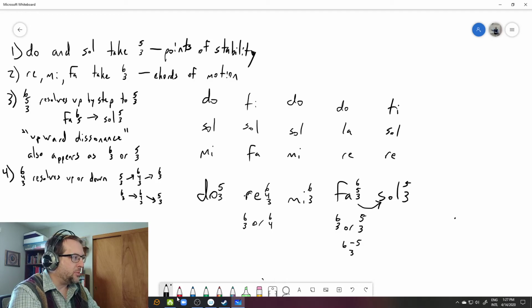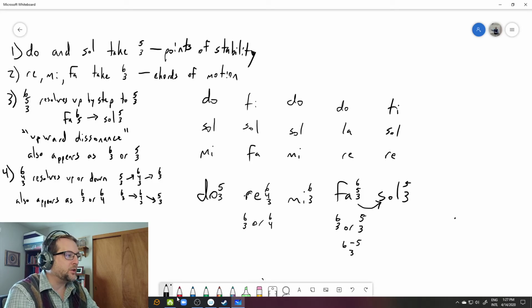So this is what I call passing dissonance. It doesn't have to go up. We're going to learn one dissonance that has to go up, the 6-5-3. We're going to learn on Friday one dissonance that has to go down. And then we have this one that it's the flexible dissonance, if you will. It can go up or down. Also appears as a 6-3 or as a nice passing 6-4. I can leave the 3 off and it still works.